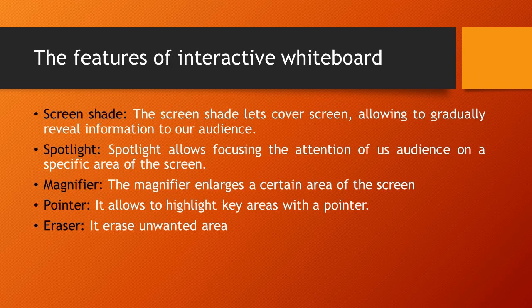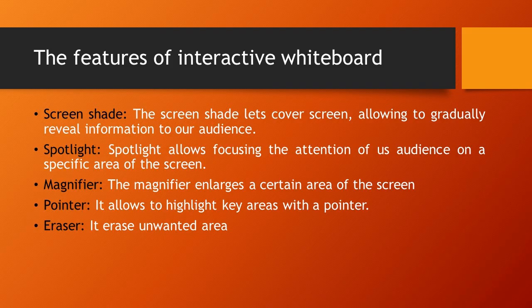The features of interactive whiteboard. Screen shade. The screen shade lets us cover the screen, allowing us to gradually reveal information to our audience. Spotlight. Spotlight allows focusing the attention of our audience on a specific area of the screen. Magnifier. The magnifier enlarges a certain area of the screen. Pointer. It allows us to highlight key areas with a pointer. Eraser. It erases unwanted areas.